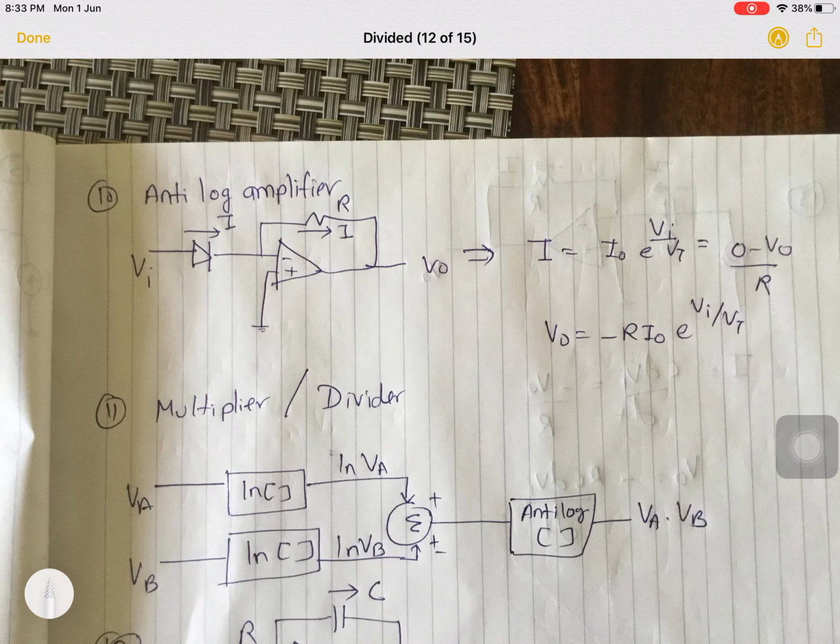Now with the log amplifier there is also one more application, called the anti-log amplifier. It is a simple circuit. We have just replaced the positions of the diode and resistor. Again here this current is I equals I naught e to the power Vi by Vt, which equals 0 minus V naught by R. By cross multiplication, we get V naught equals minus R I naught e to the power Vi by Vt.